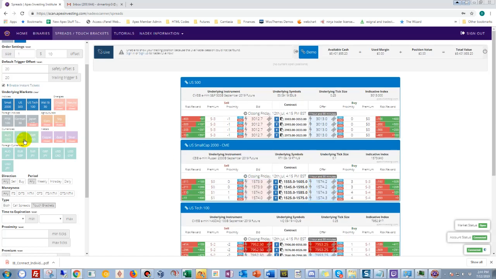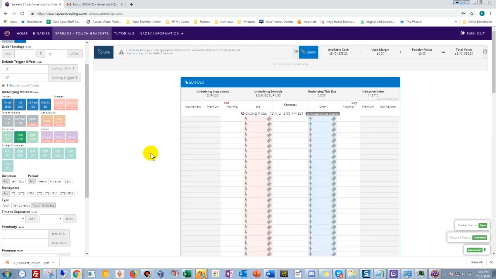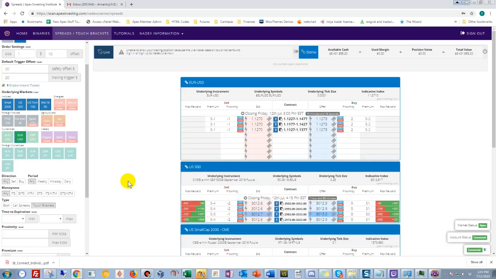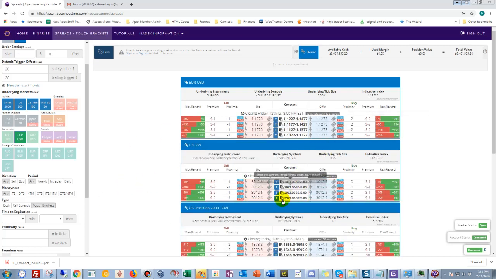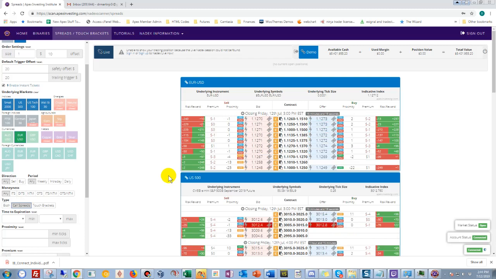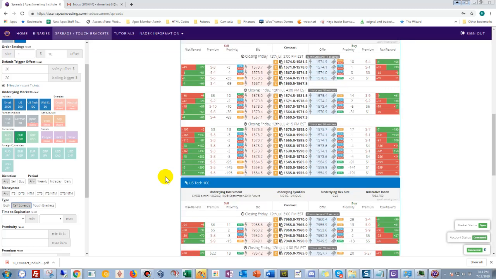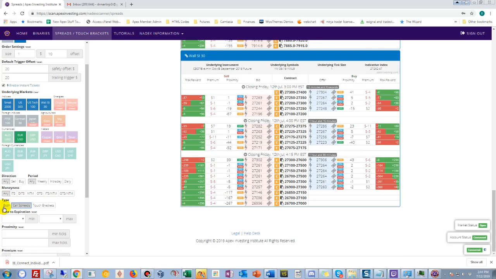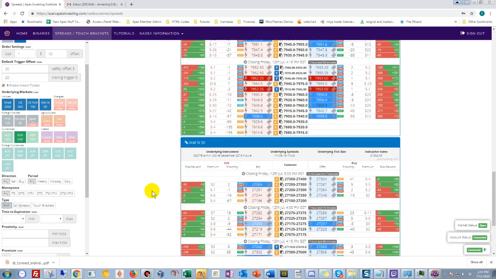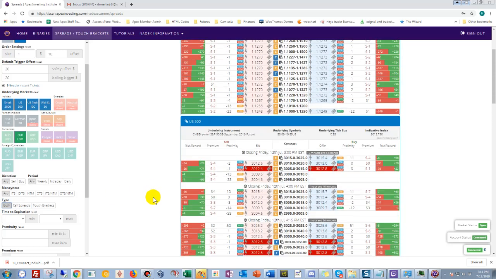Super easy. I could even add in, say, Euro Dollar if I wanted to. And it'll filter out all the spreads, and then just show me the touch brackets. So it makes it super easy to see the touch brackets, or if you don't want to see touch brackets, you could say, I want to see the call spreads. And then it will just show you the call spreads that are available. Or if you want to see all of them, you just click both. So that's one of the first things, just to make sure you have that down.